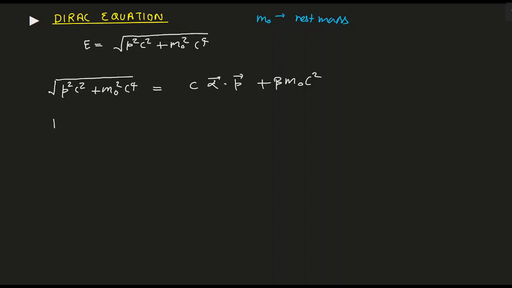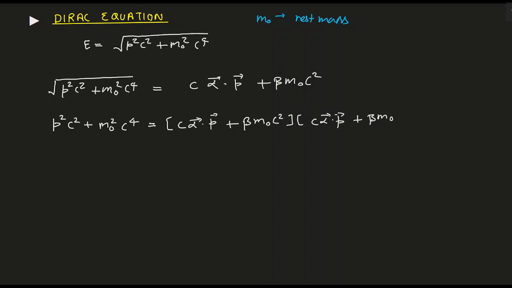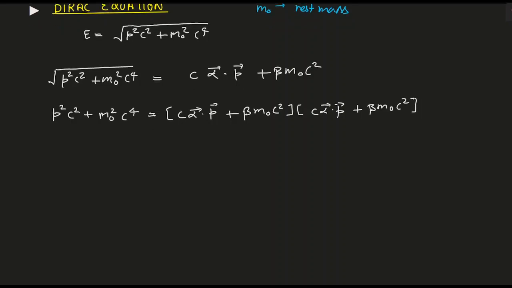If we square the left hand side, we will have p squared c squared plus m naught squared c to the power 4. Similarly, if you square the right hand side, we will have this term multiplied twice: c alpha dot p plus beta m naught c squared, multiplied with c alpha dot p plus beta m naught c squared. Now you can take c squared common from the left side, so you will have c squared times p squared plus m naught squared c squared.